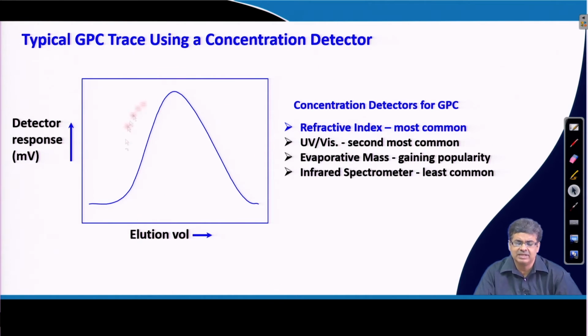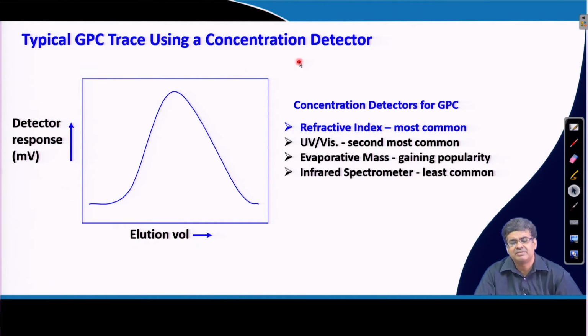Now, this is a typical chromatographic trace. On the y axis we have detector response and on the x axis we have elution volume, or sometimes we can write elution time as well. This is a typical signal we get from a concentration detector. The detector determines the concentration of the polymer sample in the fraction which is coming out of the column.